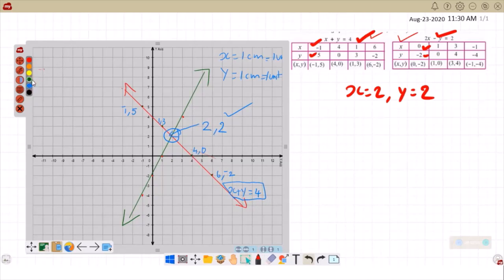You will write here also, on the green line, 0 and minus 2. It is 0 and minus 2, 0 of x. Then 1 and 0, 1 comma 0. Then 3 and 4, 3 comma 4. Then minus 1 and minus 4. Then above this line you will write 2x minus y is equal to 2. So you will keep it written like this.